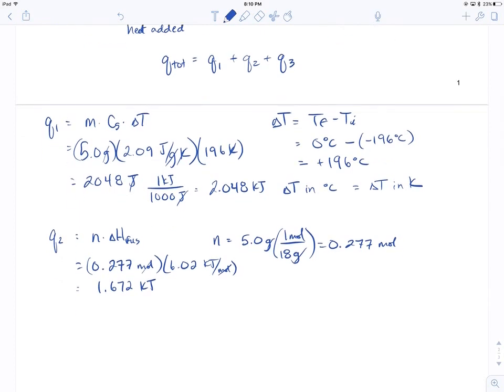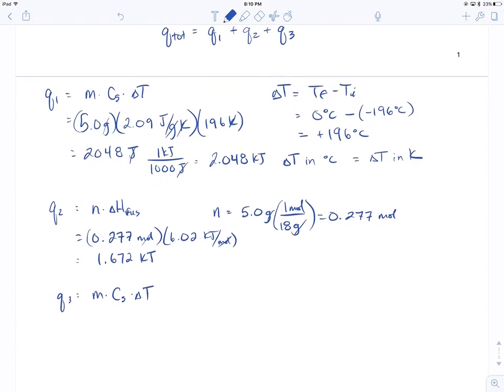Okay. At this point, we are ready to calculate step 3. So Q3 is another warming phase. So we'll have the mass times Cs times delta T. Here, my mass continues to be 5. We haven't lost any mass. The heat capacity for liquid water from above is 4.18 joules per gram Kelvin, and my change in temperature here is 37 Kelvin. So we went from 0 to 37 degrees. And this works out to be 773 joules, or 0.773 kilojoules.